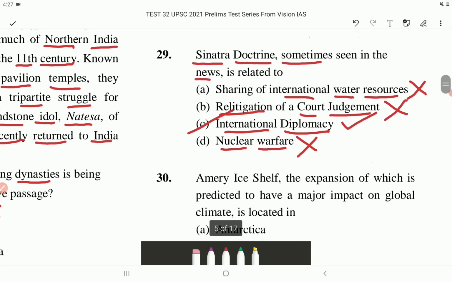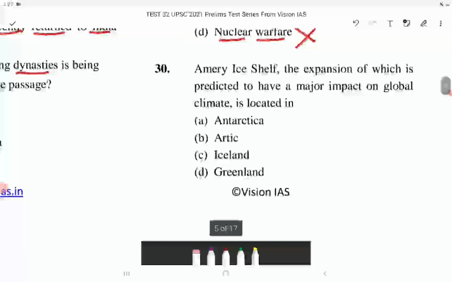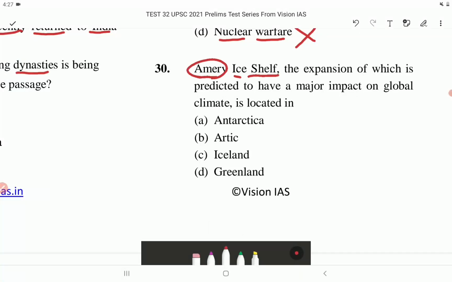Now let's come to question number 30. Ameri ice shelf, the expansion of which is predicted to have a major impact on global climate, is located in option B, Arctic, incorrect. Option C, Iceland, incorrect. Option D, Greenland, incorrect. Option A, Antarctica, this is correct. So this Ameri ice shelf is there in Antarctica.